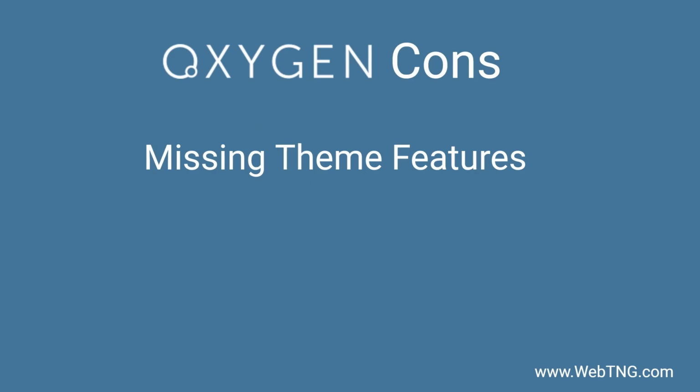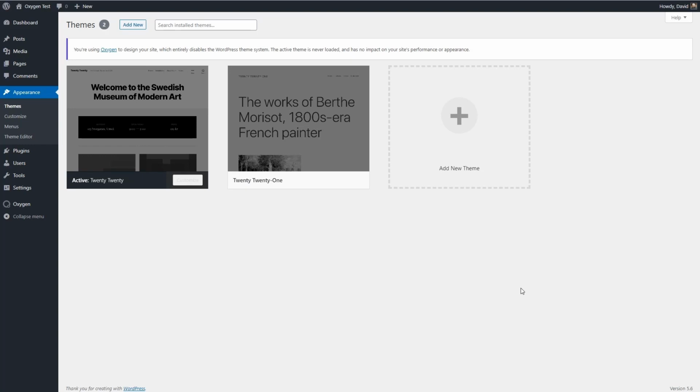The first con I want to look at is that some common theme features are missing. Oxygen disables the WordPress theme, and you're required to create the theme parts or import pre-made ones from the design library. This is different than the theme building functionality of most page builders like Elementor Pro or Beaver Themer, as they allow you to create templates as needed, so you can use a mix of theme and user-created templates. There's nothing wrong with the approach that Oxygen uses, but themes provide many features that we may take for granted.